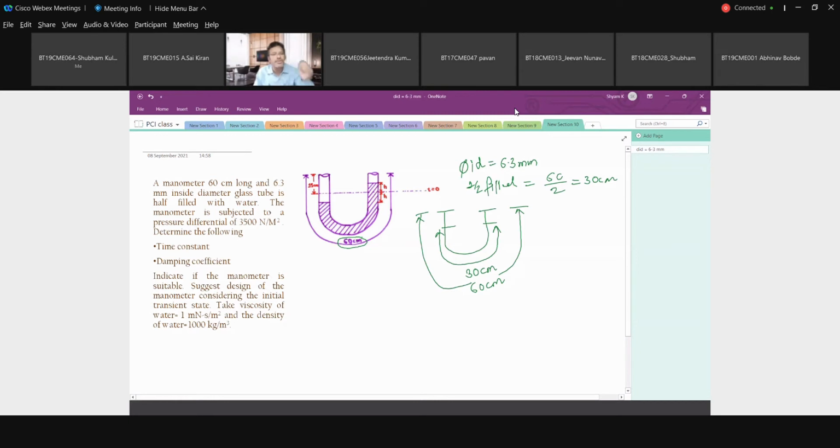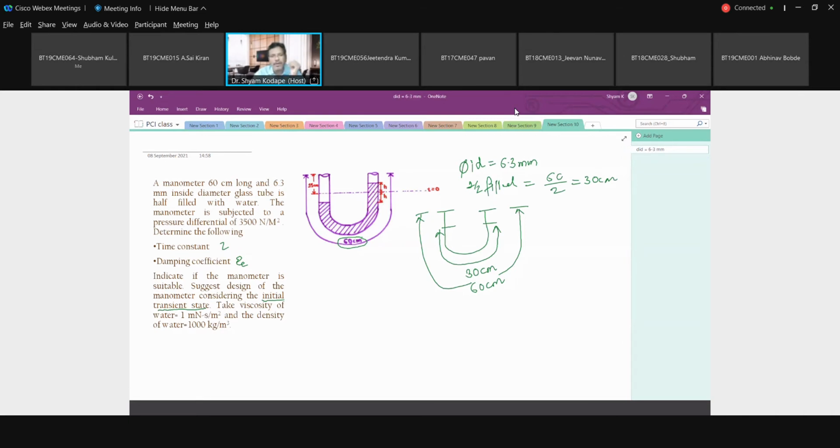The manometer is subjected to a pressure differential of 3500 Newton per meter square. Determine the following: time constant and damping coefficient. हमें identify करना है. Indicate if the manometer is suitable. Suggest a design of the manometer considering the initial transient state. Remember, initial transient state means whenever it is subjected to a step change of 3500.